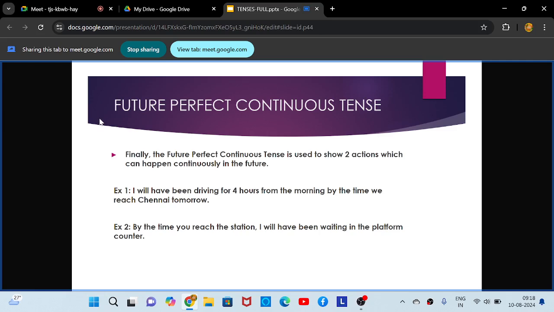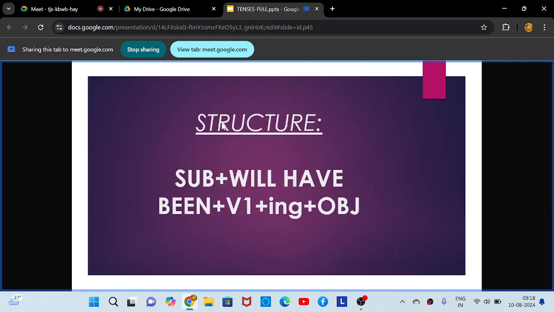For example, before moving to the example, let me show you the structure. Subject plus will have been plus V1 plus ing plus object. I repeat, subject plus will in simple future, it became will be in future continuous, it became will have in future perfect, and now it is will have been in future perfect continuous. So subject plus will have been plus V1 plus ing. Again you should use the continuous form, ing form, plus object.